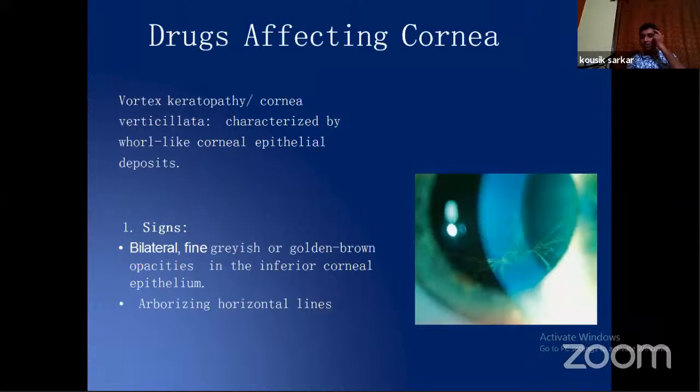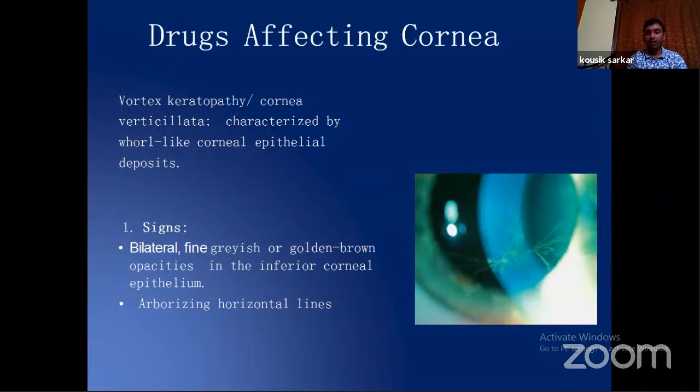Now coming to ocular structures and their signs and symptoms when any systemic drug is used, let's start from the cornea. In the cornea, due to some systemic drugs, a lesion called vortex keratopathy or cornea verticillata occurs, which is characterized by whorl-like corneal epithelial deposits.